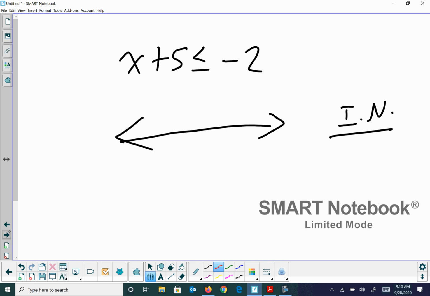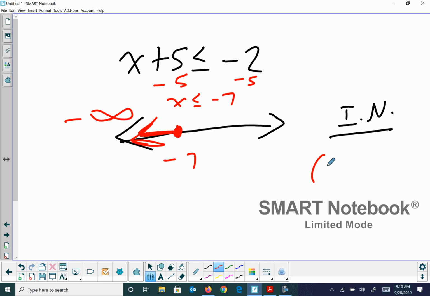This next one, we want to go ahead and solve it, so I'm going to subtract 5 from both sides. So I'm going to get x is less than or equal to -7. If I have -7 here, I have a solid dot, shading it left, so that's going to negative infinity. If I want to write the interval notation, I read it from left to right, so I go from negative infinity, soft bracket, to -7, hard bracket on -7 because I have an equal sign.